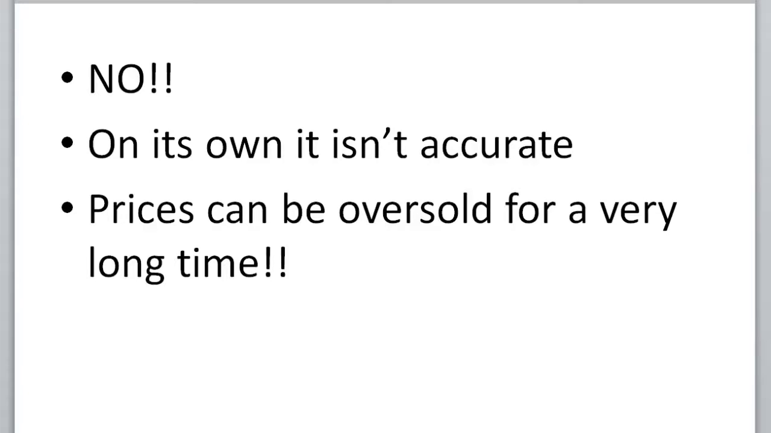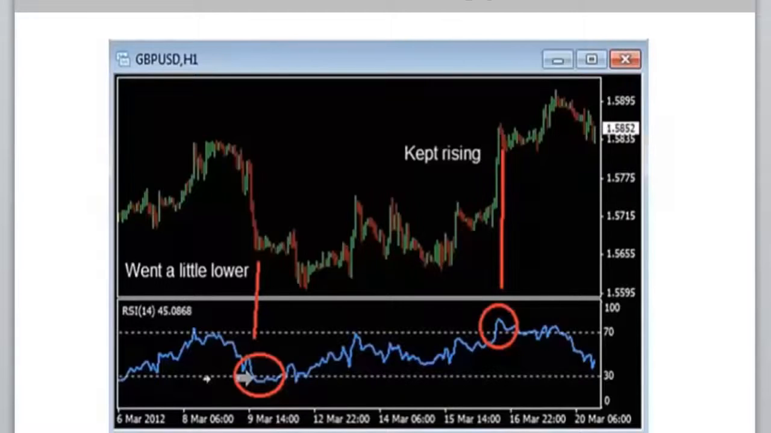Why? Because if you have a range market, then it could work. But generally speaking, prices can be oversold for a very long time. So just because the index tells you that something's oversold or overbought doesn't mean that you're going to see this quick retracement. We could see situations where prices continue to be oversold for a long time.